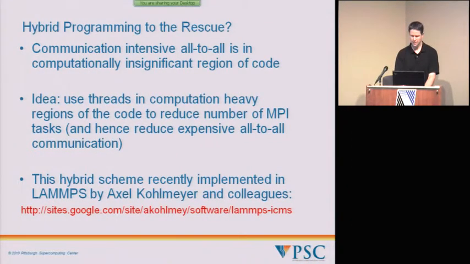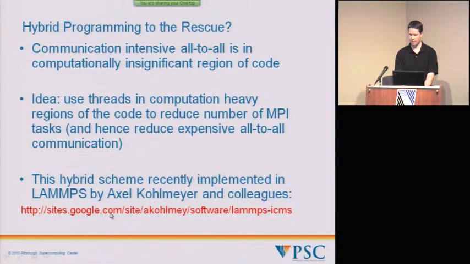Recently, someone noted that the communication-intensive all-to-all is a computationally pretty much insignificant region of the code. Well, this has been known in MD codes for a long time. But the idea for LAMMPS was to use threads in the computationally heavy region of the code to reduce the number of MPI tasks, and hence to reduce the amount of communication that has to be done during this all-to-all.